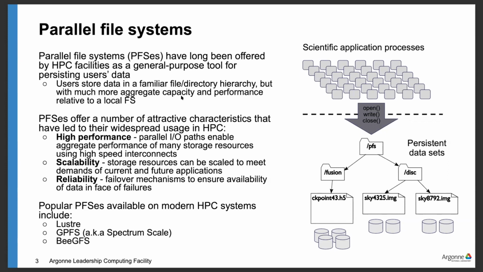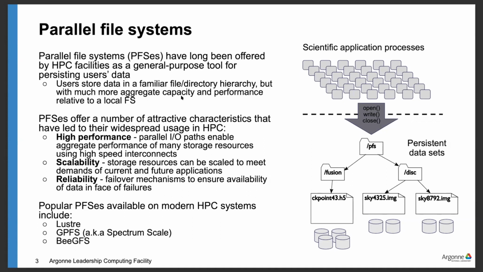So the characteristics that are appealing about parallel file systems, again, is high performance. There are lots of parallel I/O paths to lots of storage devices, and these all use really high-speed interconnects. So there's a ton of aggregate performance that's available to applications. Scalability is another big one. It's somewhat related to performance, but it's the ability to scale storage resources to meet new or future application workloads. So scalability is mostly making sure the storage system can absorb the workloads from these sorts of applications, even as they scale to larger and larger sizes. And that's obviously really important.